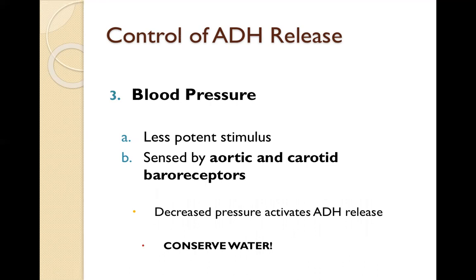Blood pressure is the third control of antidiuretic hormone release. It's also one of the less potent stimuli for its release, and this is sensed by the carotid and aortic baroreceptors, the same baroreceptors that allow for the regulation of your blood pressure and bringing it back to a homeostatic level. It will also allow for the release of antidiuretic hormone. Decreased pressure is going to activate antidiuretic hormone release, and it's going to tell your body to conserve water to ensure that the blood pressure doesn't continue to drop.